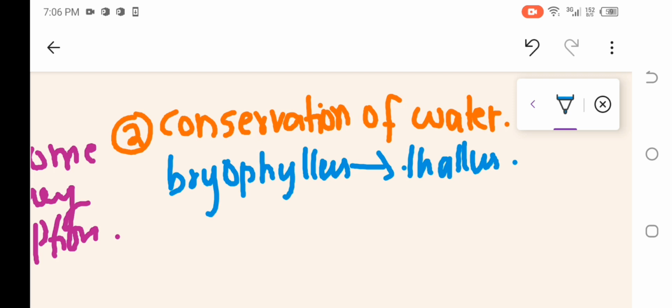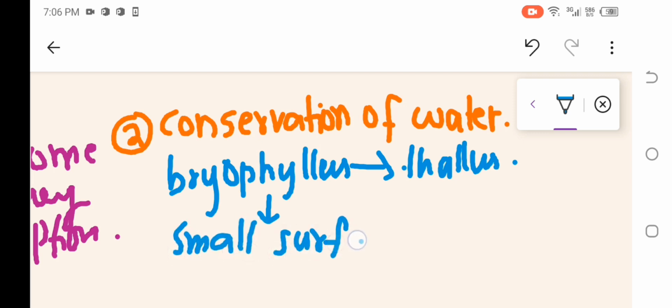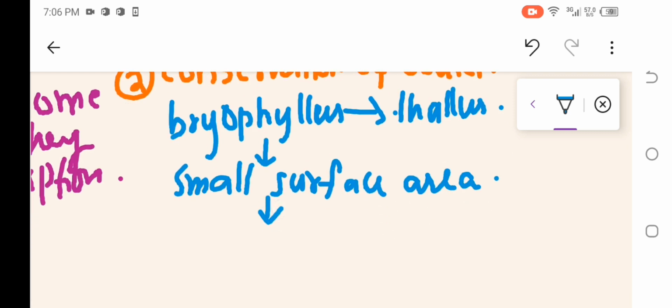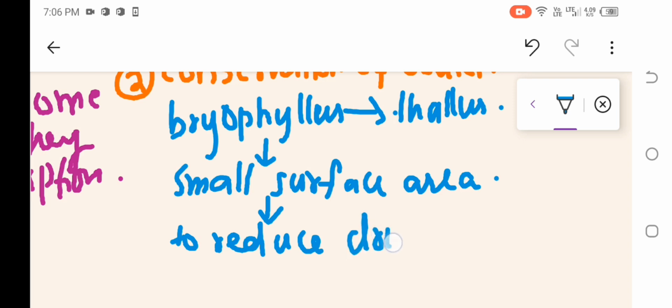What do they contain? They contain a small surface area. And why do they contain a small surface area? Because with a small surface area, directly exposed, they reduce the drying effect, so that they do not dry out and always keep wet conditions or conserved water. To reduce the drying effect.